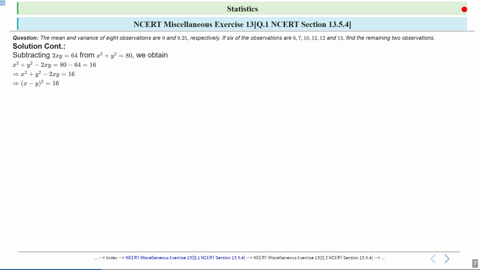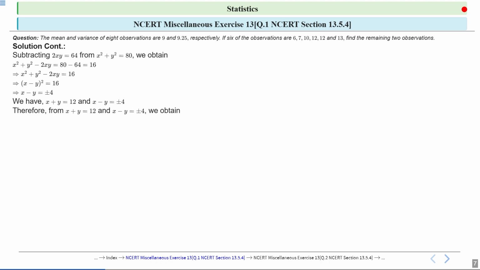Now let's rewrite the equation as x minus y whole squared equal to 16. Now taking the square root of both sides, we get x minus y equal to plus or minus 4. So the difference between the two unknown numbers is either 4 or minus 4. So we have x plus y is 12 from the earlier calculation. So now with x minus y equal to plus or minus 4, we have two equations to solve for x and y.